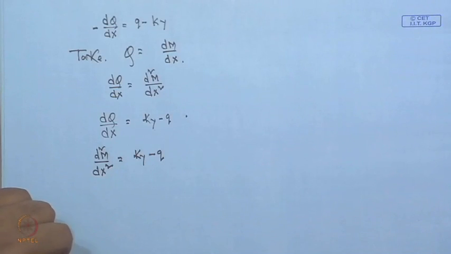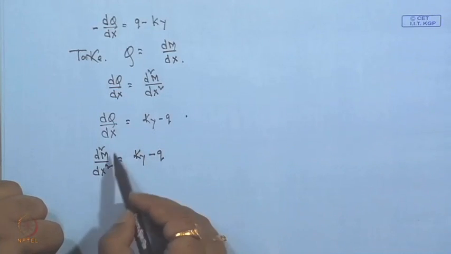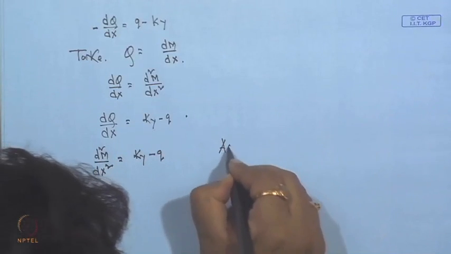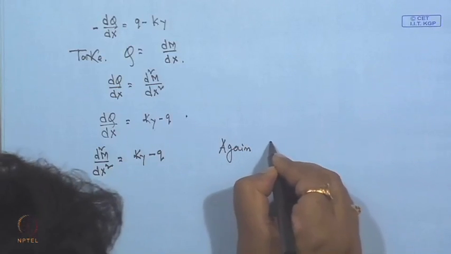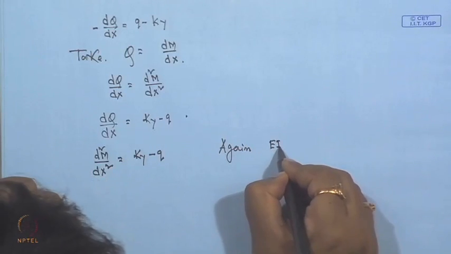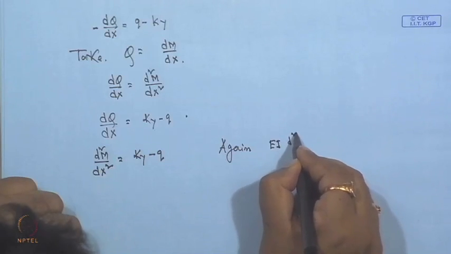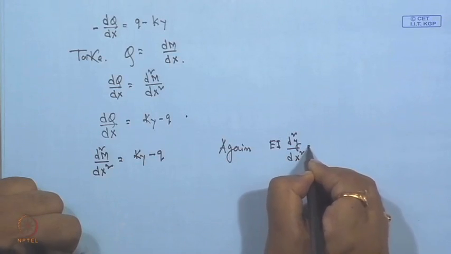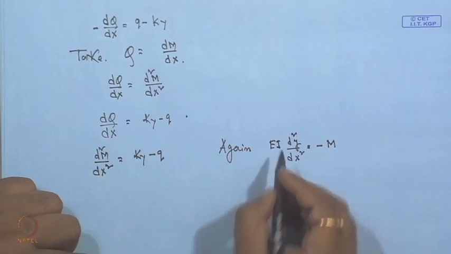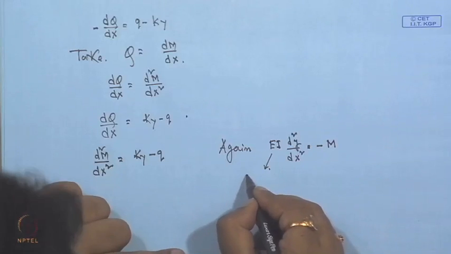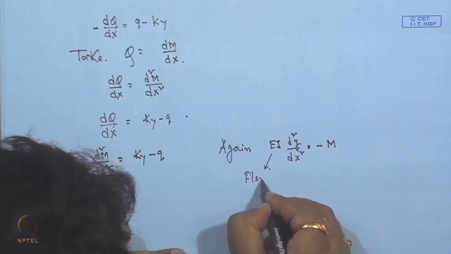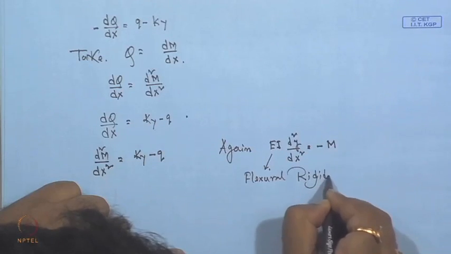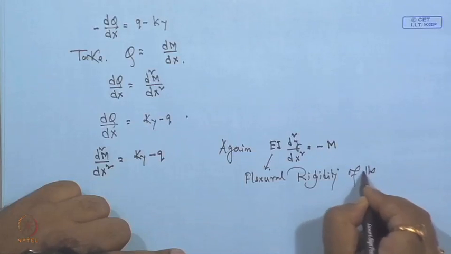So, finally, from this k into y minus q, we put d square M by dx square, and again we know that EI d square y by dx square is equal to minus M, where EI is the flexural rigidity of the beam.